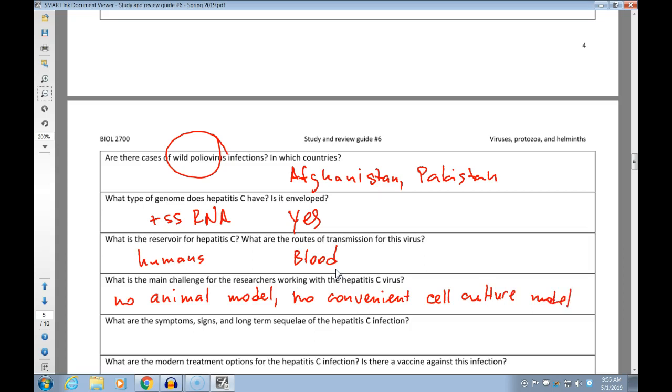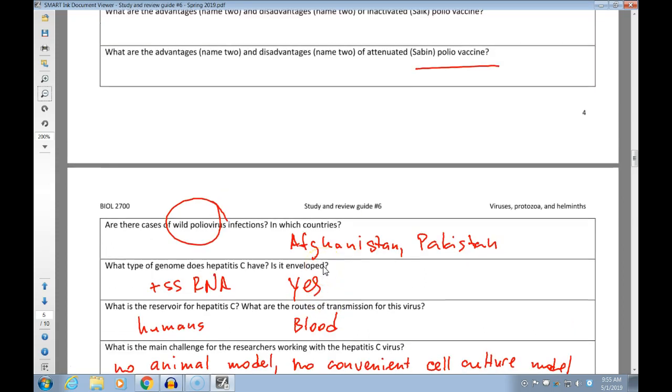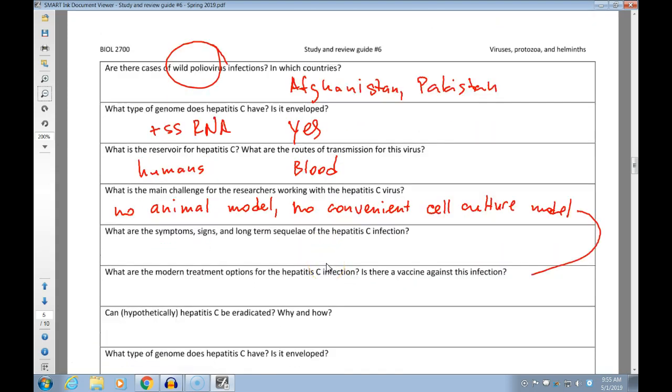Does that make sense? Since there is no good animal model and no convenient cell culture model, no vaccine. We're good? So, what I really want to focus on here is that we can't really infect mice or rabbits or something like this with Hep C, and we can't take some cell type and work on it because it's convenient, so we have to have primary human hepatocytes, which you can imagine, taking human liver from a human is a bit complicated from an ethical standpoint.